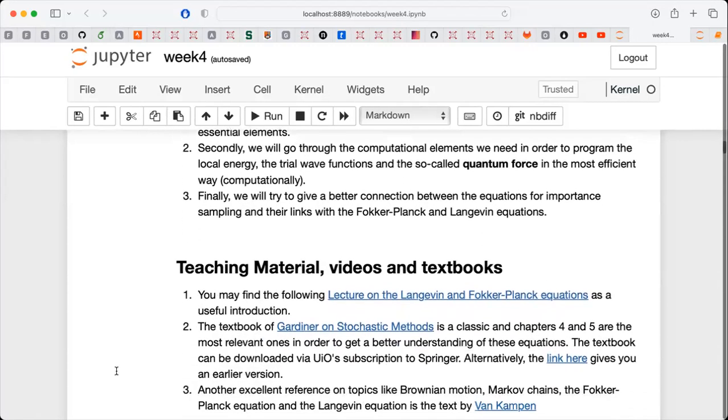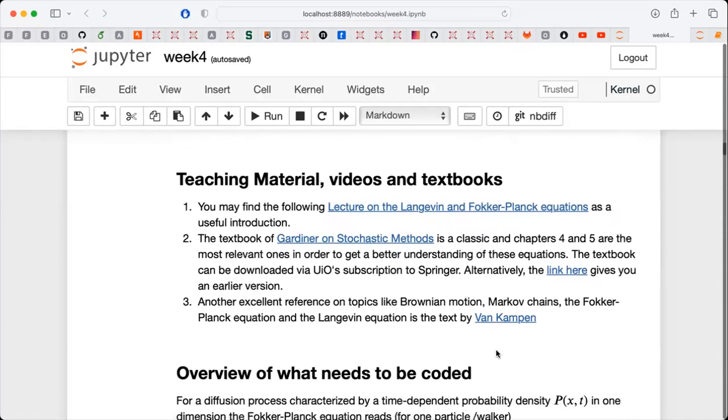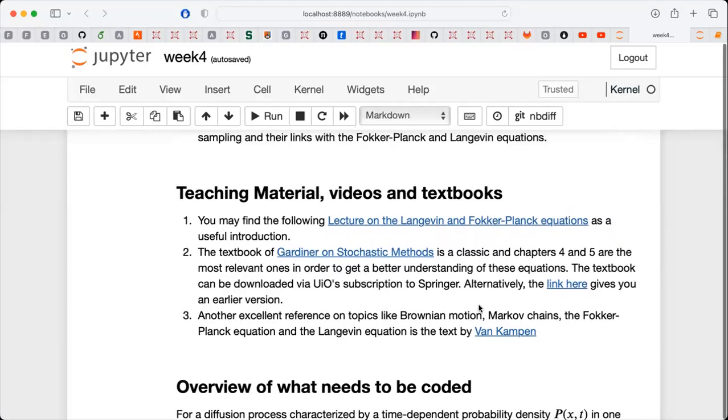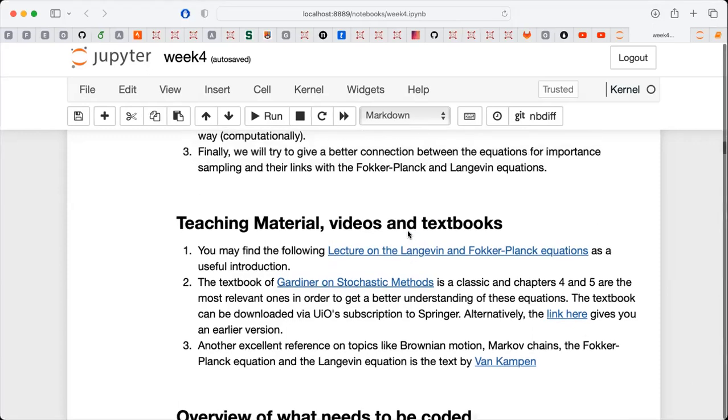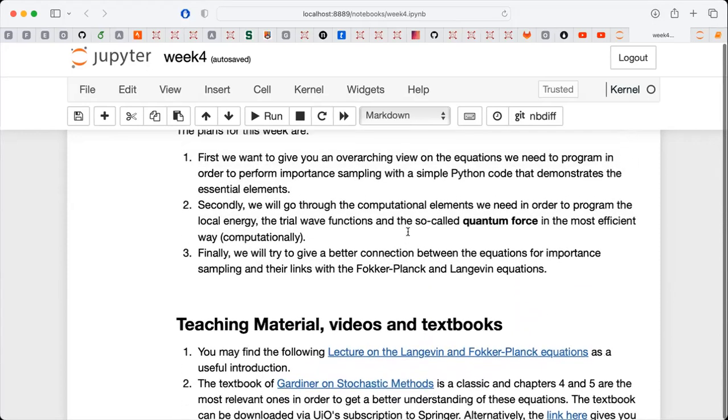I mentioned that there is an excellent textbook by Van Kampen, and there's also a textbook by Gardiner, which I think you can download for free, which also deals with stochastic methods in the natural sciences. There's also a nice lecture on the Langevin and Fokker-Planck equations, which is a useful introduction to the topics. From a practical point of view, the overarching motivation is to find a model for the transition probability.